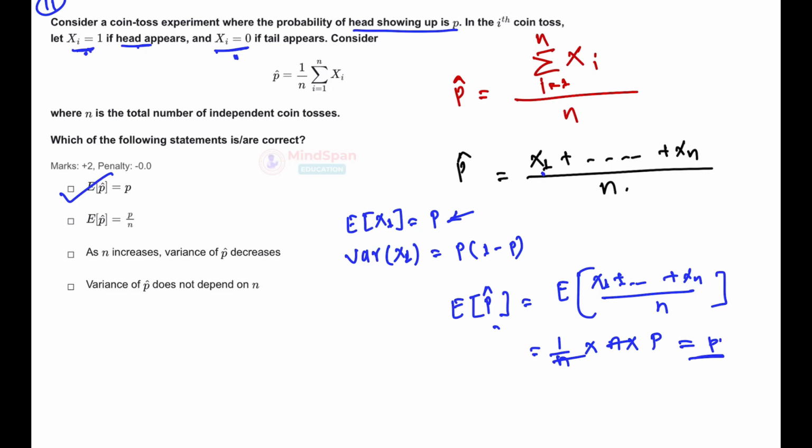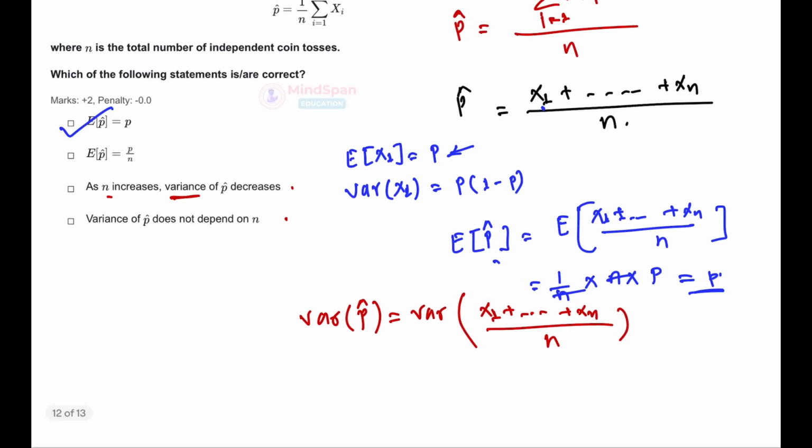Now coming to the variance of this random variable, we also need to find out what happens as n increases, so we will ultimately have to find this variance. Then you will be able to figure it out for options C and D, right? So let's look at the variance of this random variable P hat. The variance of P hat is equal to the variance of the sum of these random variables divided by n, right? How do we find the variance?